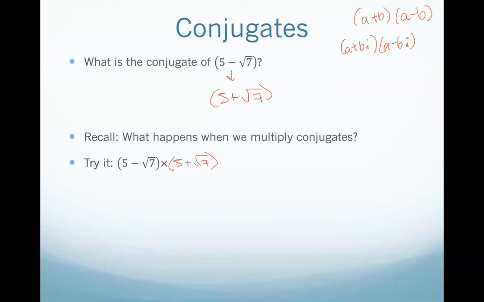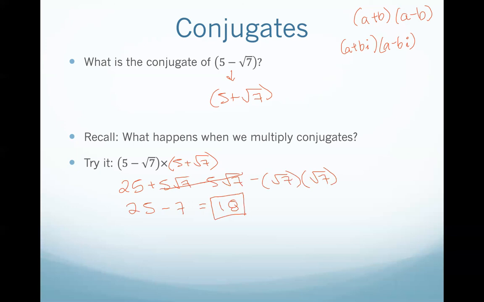We're going to multiply. So we have 25 plus 5 times the square root of 7 minus 5 times the square root of 7 minus the square root of 7 times the square root of 7. So we have 25. My middle terms cancel out, minus square root of 7 times the square root of 7 is 7. And so we're left with 18. So notice we went from something that was irrational.